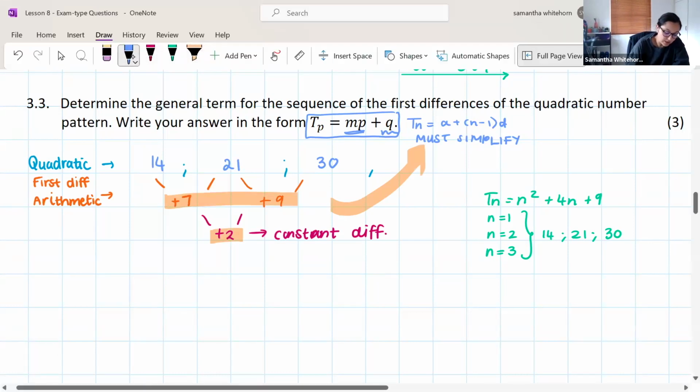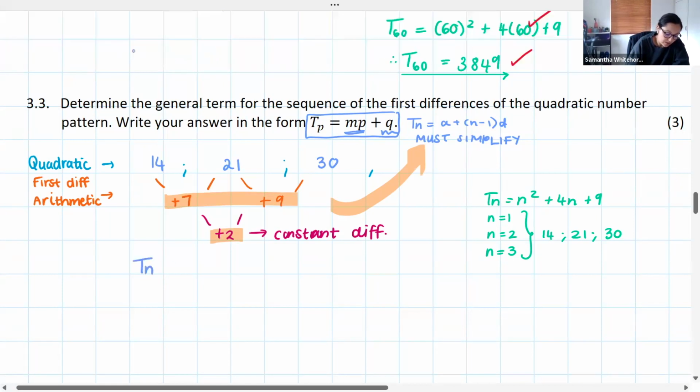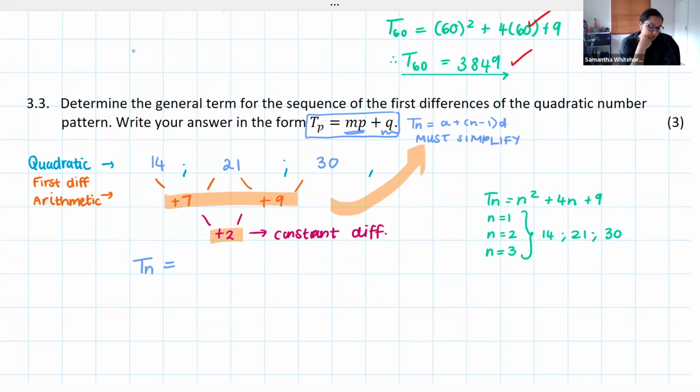So what I want you guys to do for me is tell me what the general term is. What is the Tn formula for my linear number pattern? So the 7, 9, 11, and it would keep going like that. I'll give you like 2 or 3 minutes and then we'll have a look.